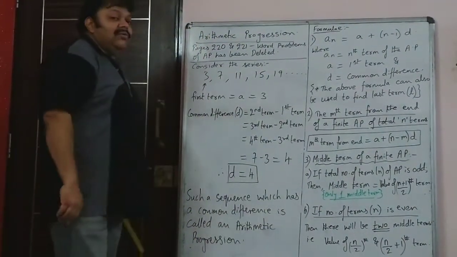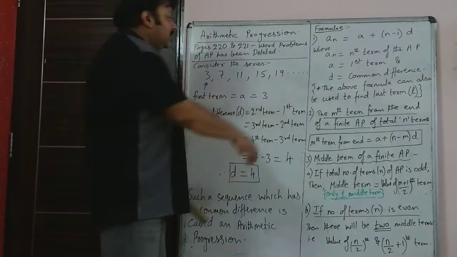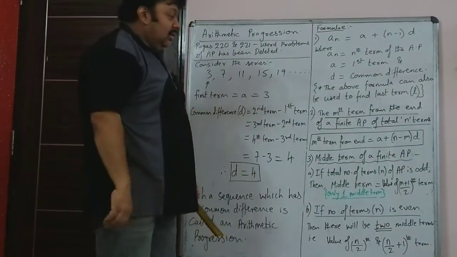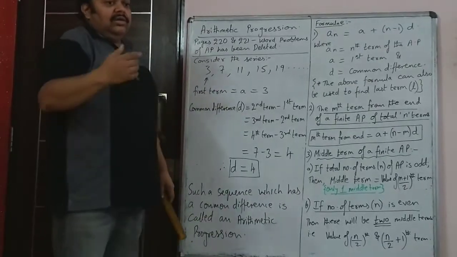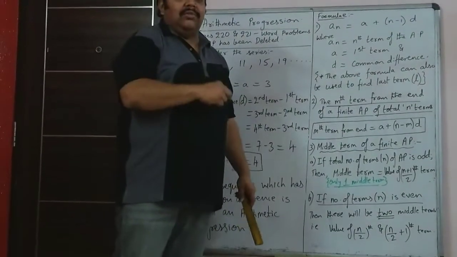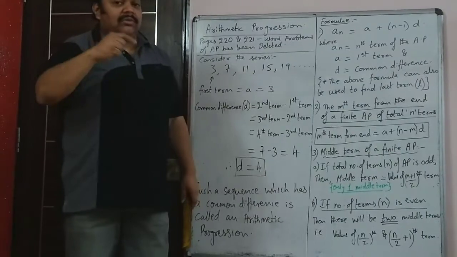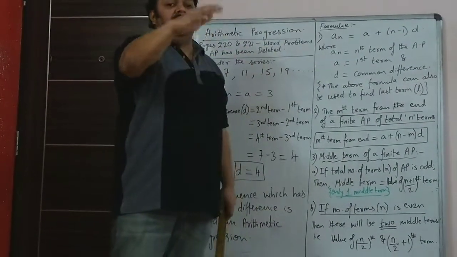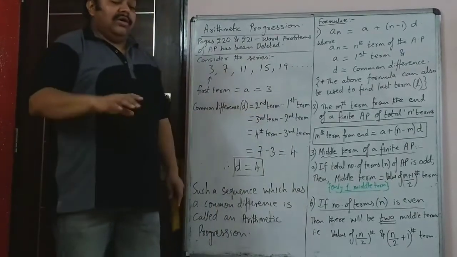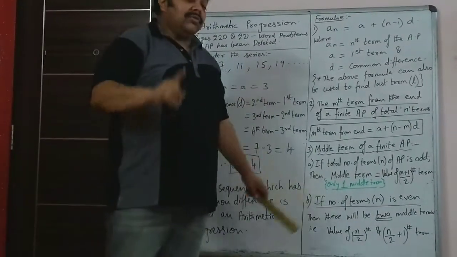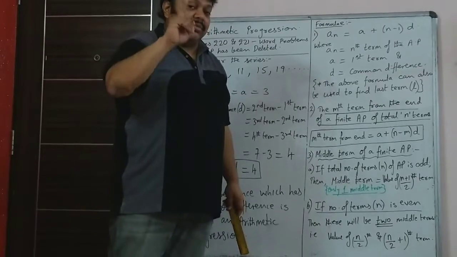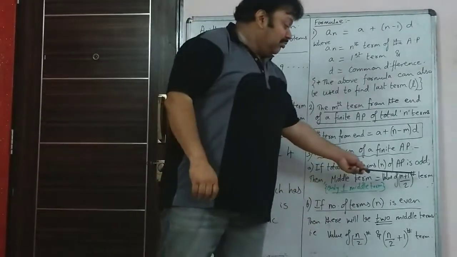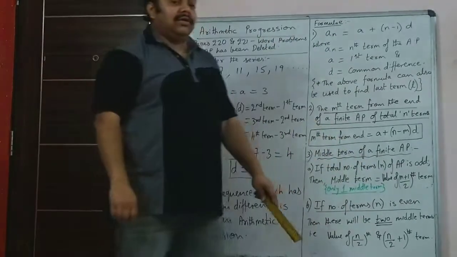So let's say you have a finite AP, meaning a definite number of terms. It doesn't go on till infinity; it will end somewhere. Let's consider the middle term. You've learned this in median. What is the median? Median is the middle term in a series. So if there are an odd number of terms, then there will be only one single middle term, and that would be the value of the (n plus 1) by 2 term.